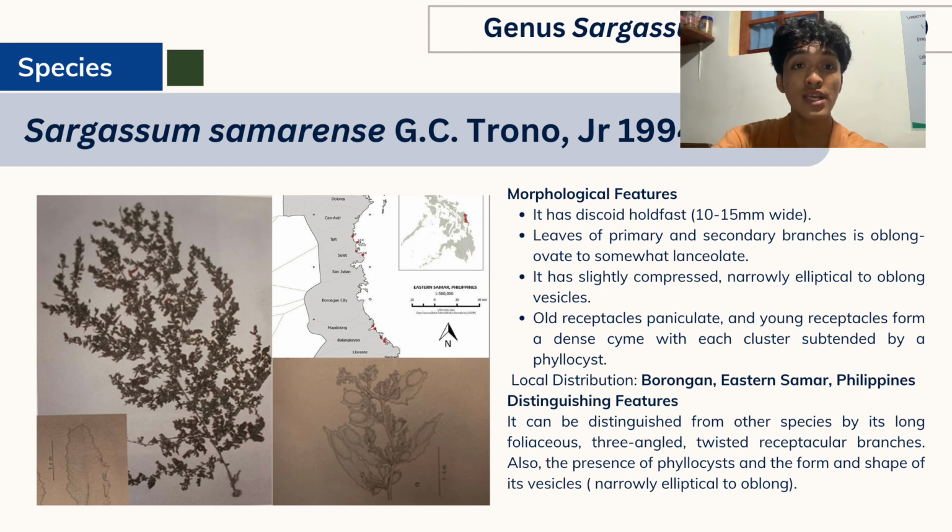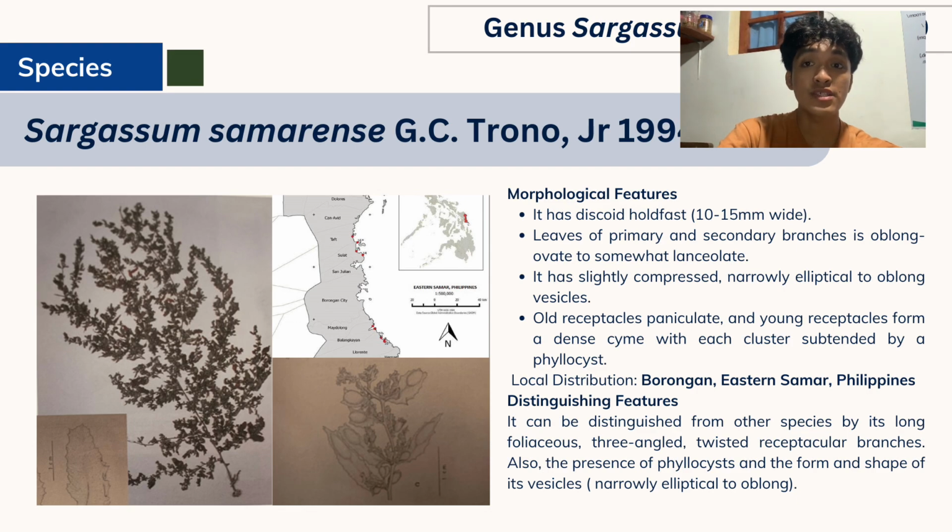And the distinguishing features is that it can be distinguished from other species because of its long, foliaceous, three-angled, twisted receptacular branches, and also the presence of phylocysts and the form and shape of its vesicle, narrowly elliptical to oblong.